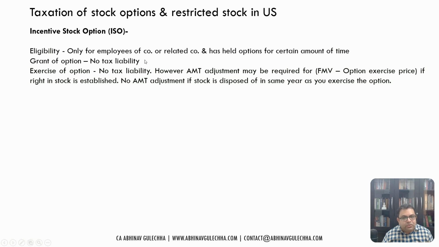So at the grant of the option, there is no tax liability. At the exercise of the option, also there is no tax liability. However, there is an AMT, alternative minimum tax, adjustment that may be required if the FMV at the time of exercise minus the exercise price that you pay shows a significant spread, and the right in the stock is established. In that case, an AMT adjustment may be required. However, there is no AMT adjustment if you dispose of the stock in the same year that you exercise the option. So that again is a benefit which you can consider while selling your options to reduce your tax liability.